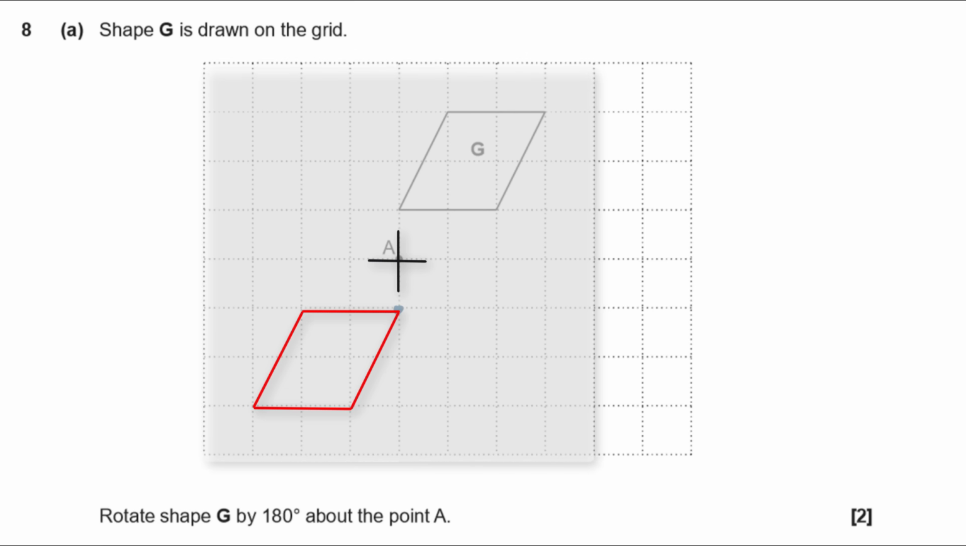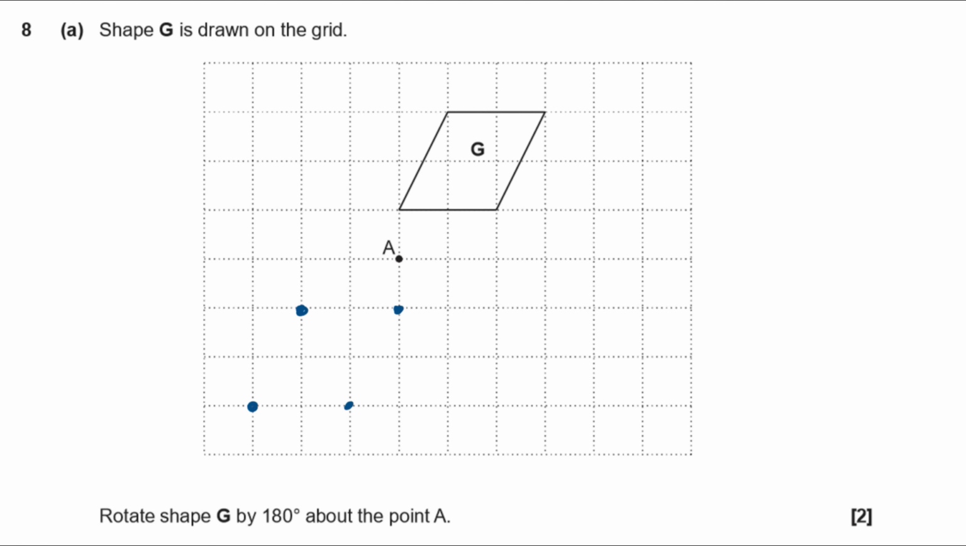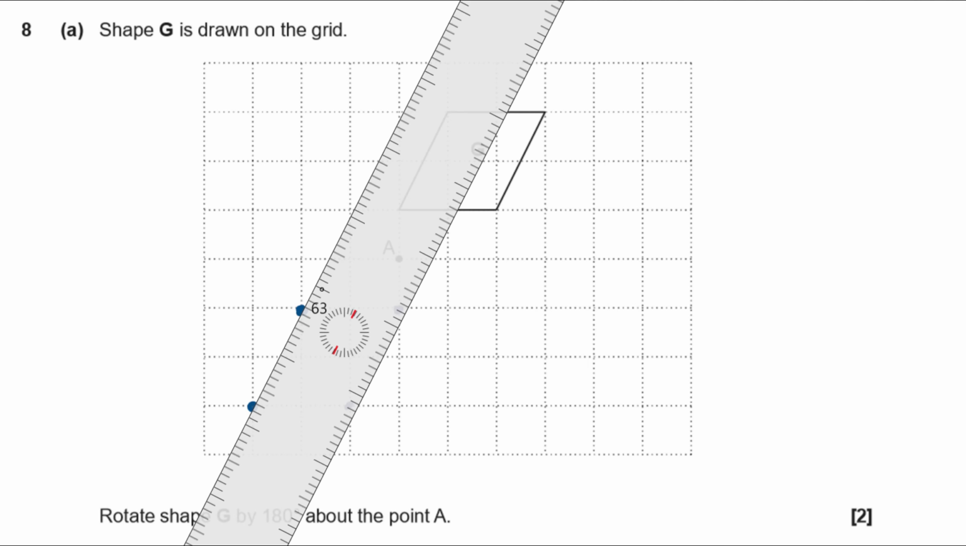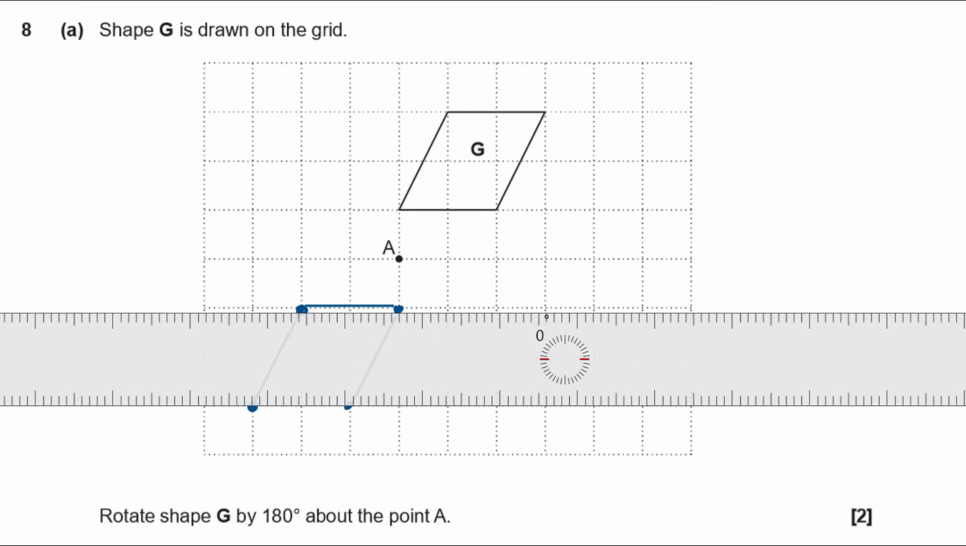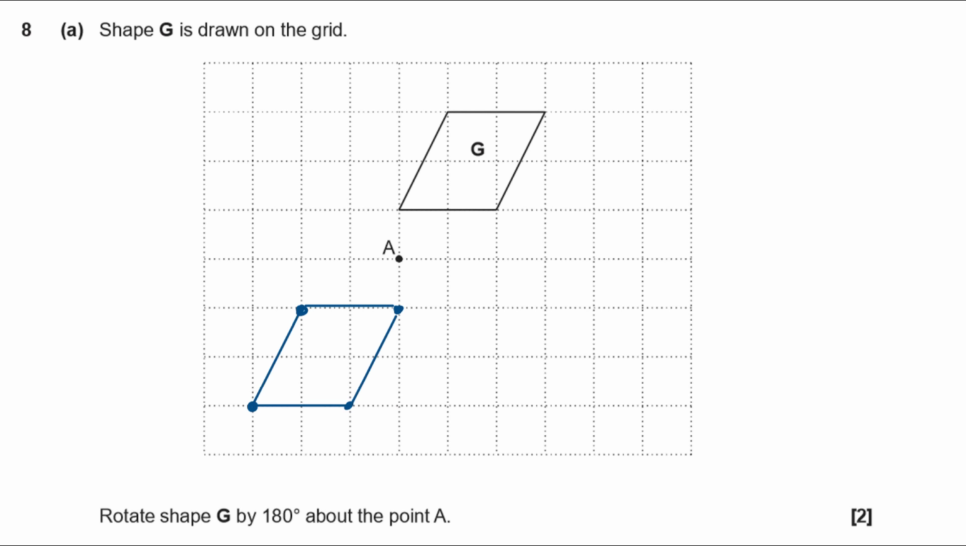So one of them is going to go here. One of them is going to go here. One of them is going to go here, and one of them is going to go here. Okay, and once you've got them all down, you can then get your ruler out and join them up. Do we need to label it anything? No. I'm just going to call it G dash because it's like the image of G. It doesn't tell me to label it, but they often do, so I just label them anyway. Right, let's move on.